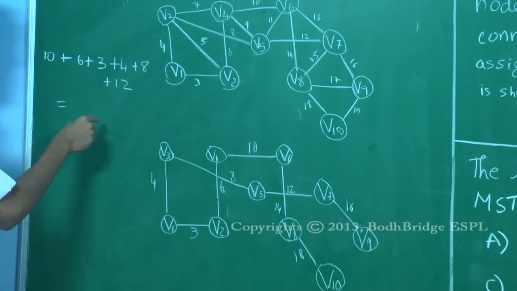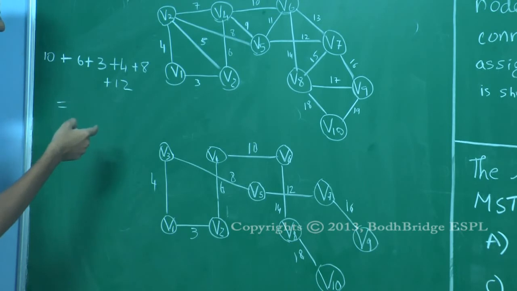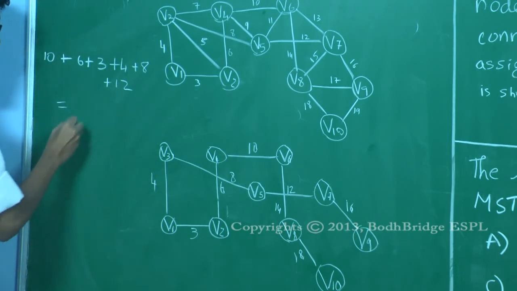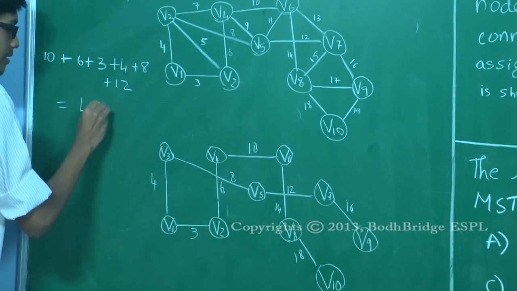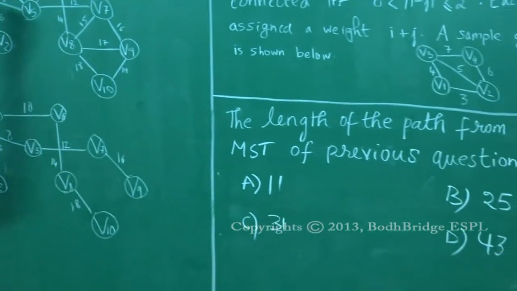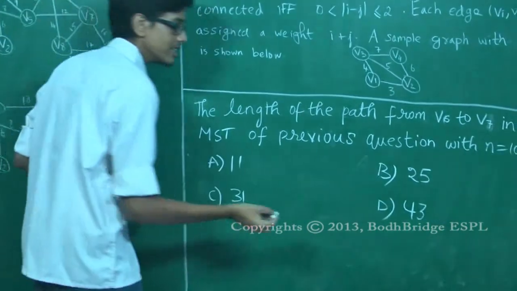So the length of the path is 10 plus 6, 16 plus 3, 19 plus 4, 23 plus 8, 31 plus 12, 43. So the length of the path between V6 to V7 in such a graph with n equal to 10 is 43. Therefore, option D 43 is the right answer.